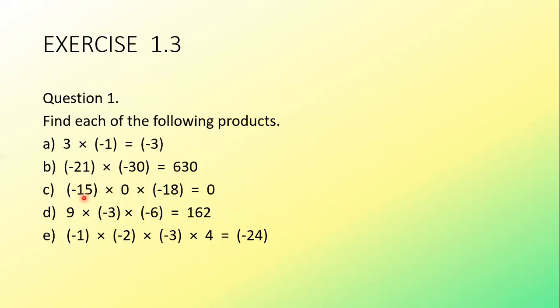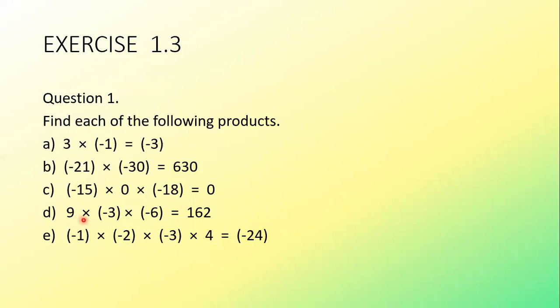Next question. Minus 15 into 0 into minus 18. We don't have to bother about the product of minus 15 and minus 18 because we have to multiply by 0. And you know, if you multiply any integer by 0, the answer will be 0 only. So here the answer is 0. And 0 is neither positive nor negative. We don't have to give any sign to 0.